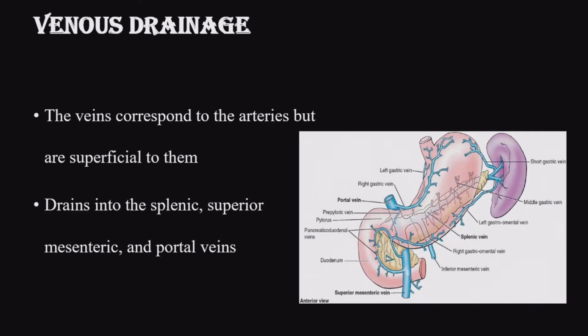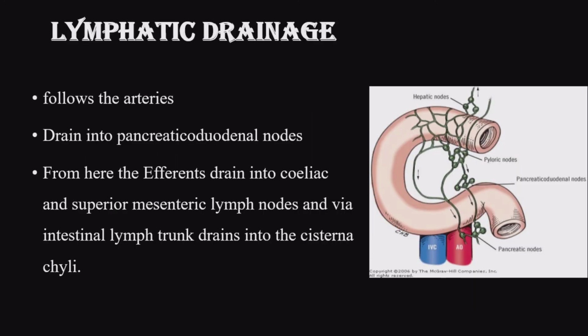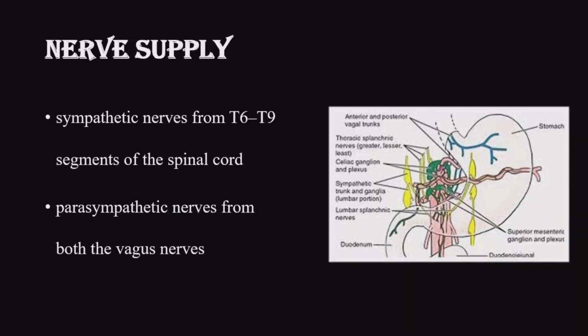Venous drainage of the duodenum. The veins correspond to the arteries but are superficial to the arterial arcades. They drain into the splenic, superior mesenteric and portal veins. Lymphatic drainage. The lymph vessels follow the arteries and most of them drain into pancreaticoduodenal nodes lying along the inner curve of the duodenum. From here, the efferents drain into the celiac and superior mesenteric lymph nodes and ultimately via the intestinal lymph trunk into the cisterna chyli.